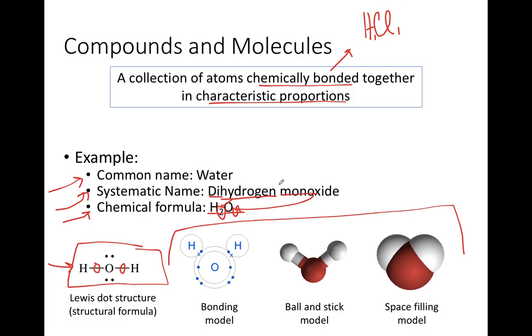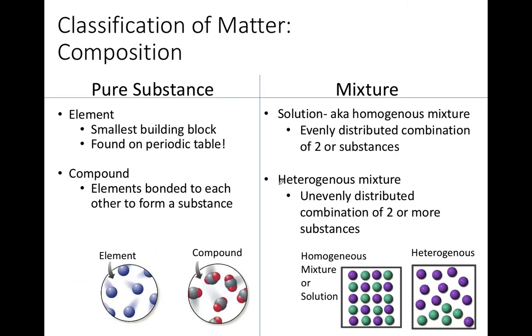Now that we know how to make up matter, we can start classifying it based off of what it's actually made of. There are two ways you can classify based on composition. You can classify something as a pure substance or a mixture. A pure substance is exactly what it sounds like. It's pure, it's by itself in essence, it's just one type of substance. The difference is then a mixture. A mixture involves multiple types of substances.